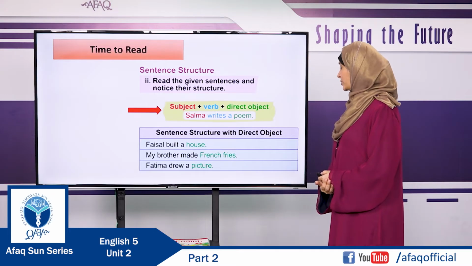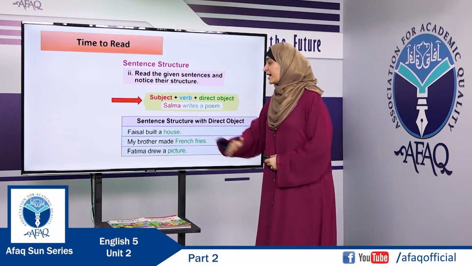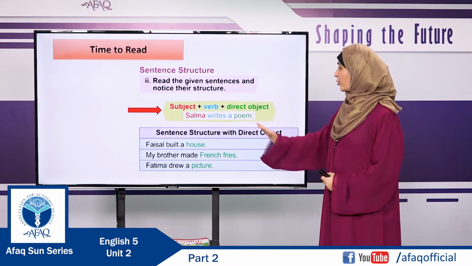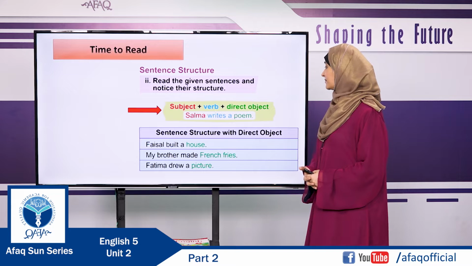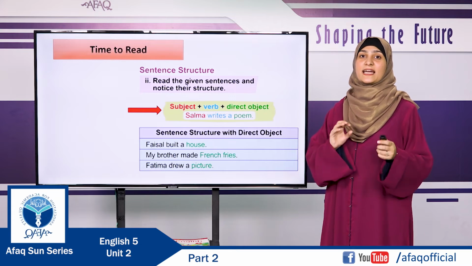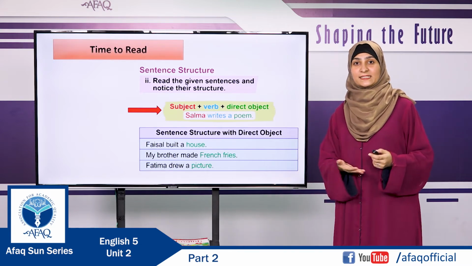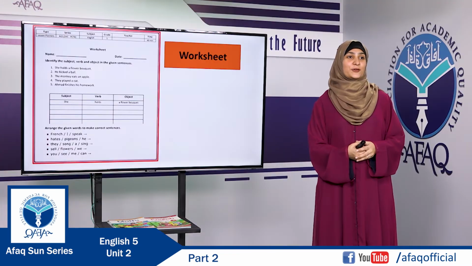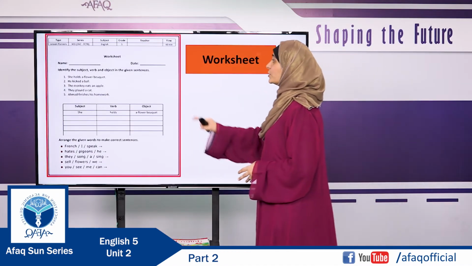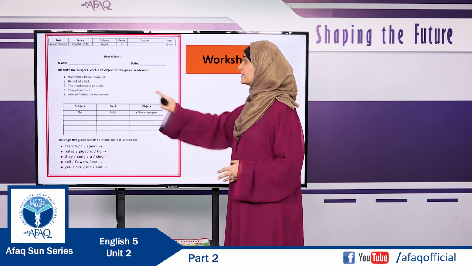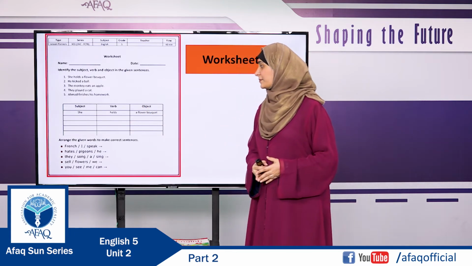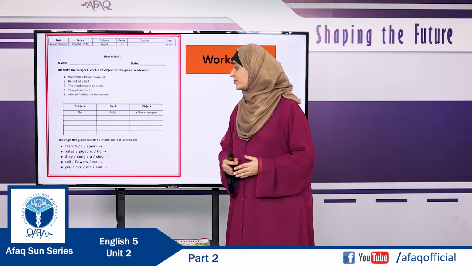Now, let's practice the sentence structure with the direct object. Faisal built a house. My brother made French fries. Fatima drew a picture. In all these sentences, you will find that we are using the direct object. Remember the direct object rule again, that it receives the action. So, dear students, you can practice it even more with the help of your teacher and parent. Now, you are done with the previous recalling activity of a direct object. Now, what you are going to do is a worksheet that will help you to identify the subject, verb and object in the given sentences, and then you will write them into their respective columns. And in the last, you are going to arrange the given words to make the correct sentence structure.